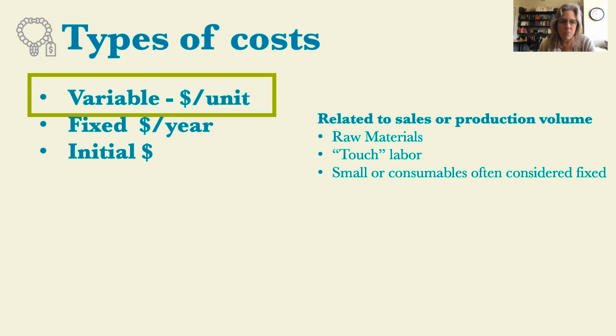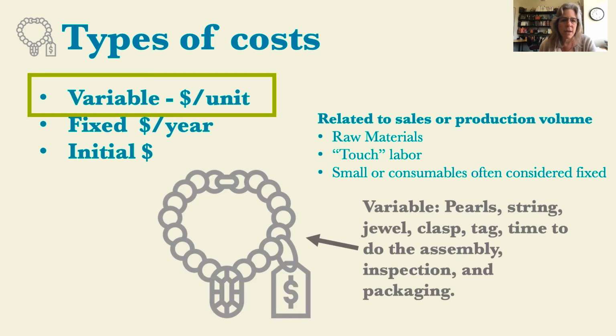Sometimes we look at variable costs and think they're variable in that you use more of them the more you produce. But they might be small, like screws or fasteners, or some kind of consumable, like machine oil, that you would not necessarily consider as variable because it's hard to track. Even though they are technically variable, those items would fall under the category of fixed. For a pearl necklace like the one shown here, the pearls are variable, as are the string, the jewel, the clasp, the tag, the time to do the assembly of each item, and inspection and packaging. All of those would be considered variable costs.